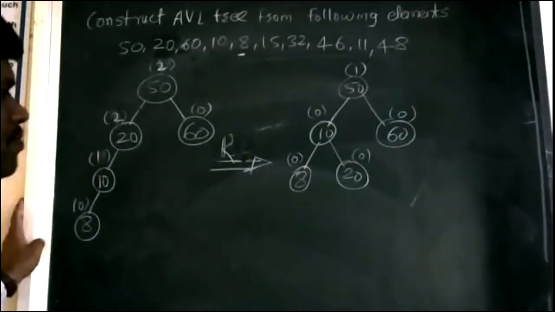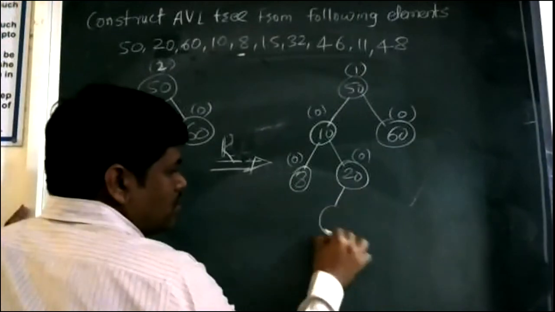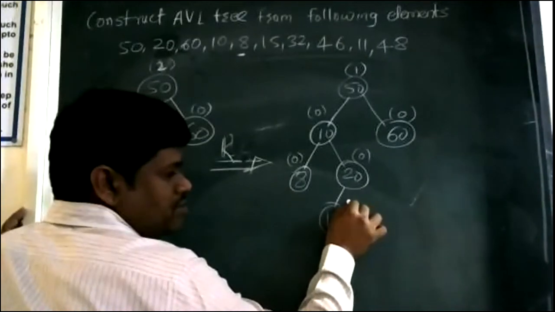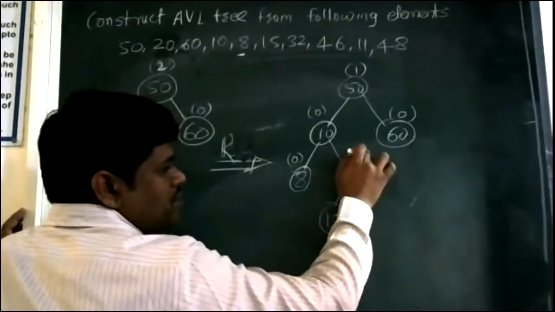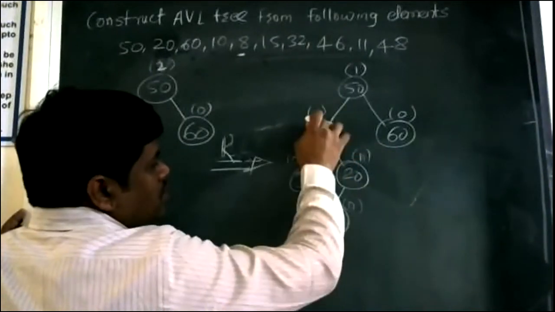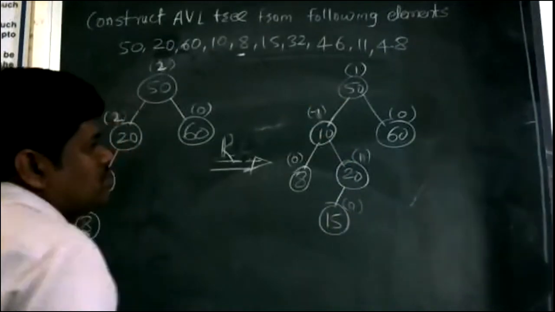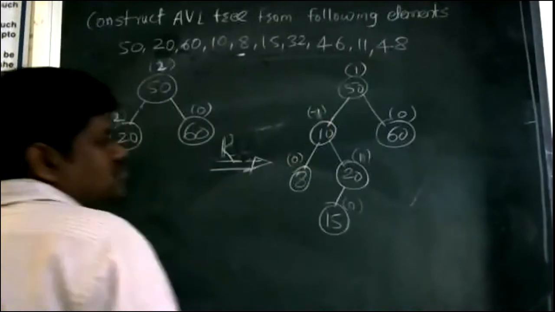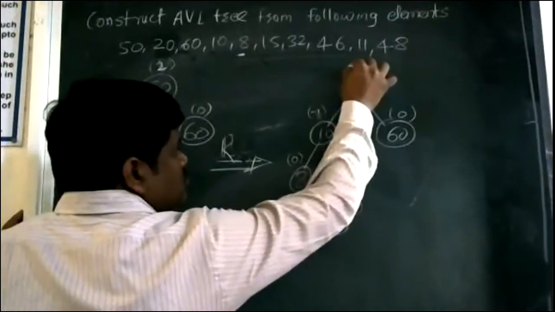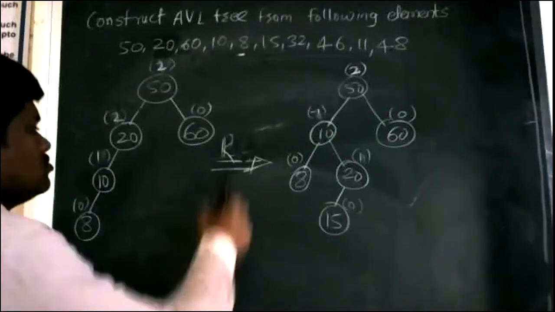Where to insert 50? Left of 20. What is the balance factor here? 0. Balance factor here? 1. Here, -1. Here, 2. Tree is balanced or unbalanced? Unbalanced.